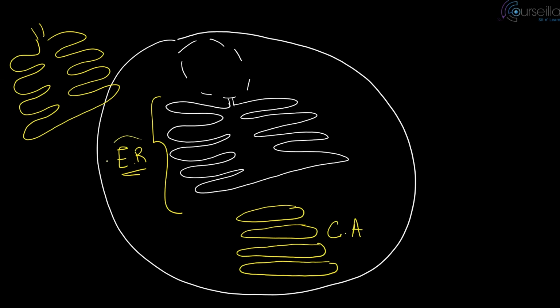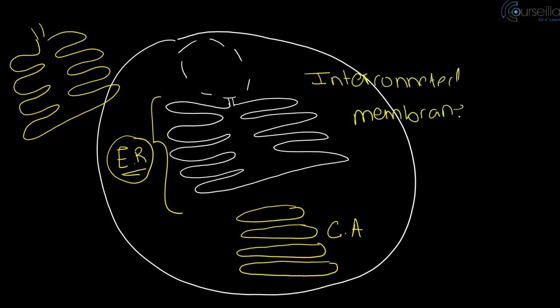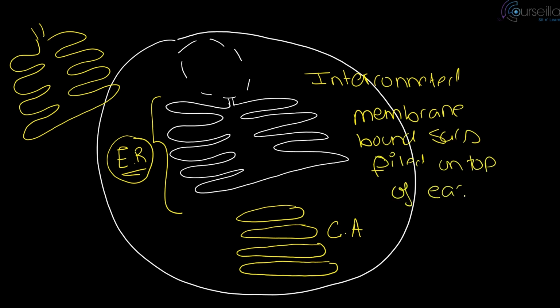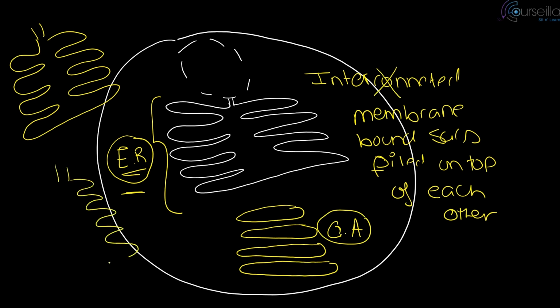Very good. So let's focus on the endoplasmic reticulum and describing it. The endoplasmic reticulum is described in biology always using that word, interconnected. Interconnected membrane-bound sacs piled on top of each other. Because when we describe the Golgi apparatus or the Golgi body, we will use the same description, but we will not use the word interconnected. Can you see the difference? The difference is in one word. In the endoplasmic reticulum, we will describe it saying they are made up of interconnected. Interconnected means they're joined. It's one big organelle. Interconnected membrane-bound sacs piled on top of each other.